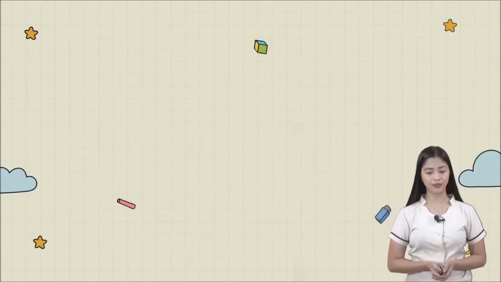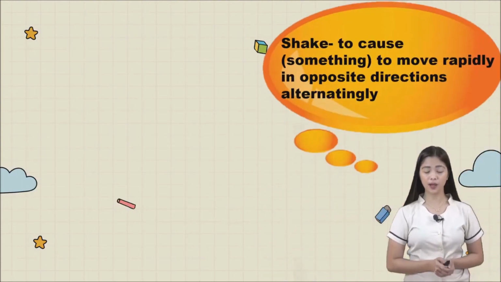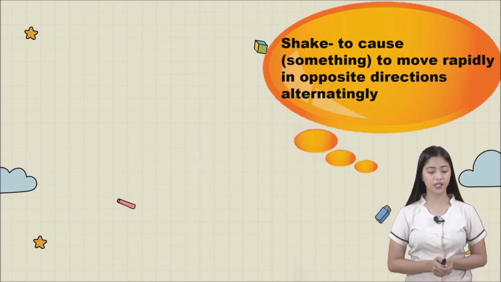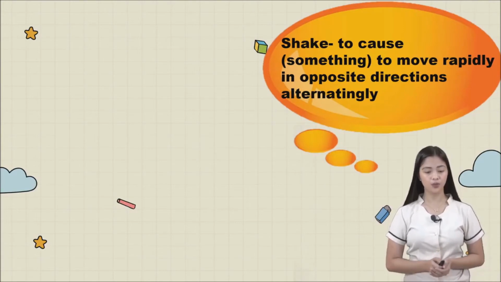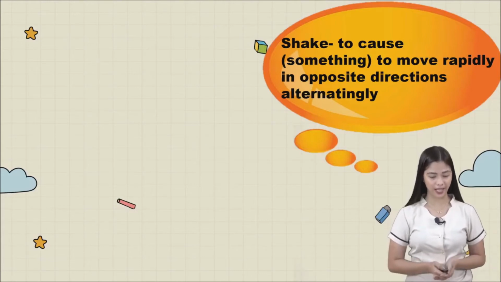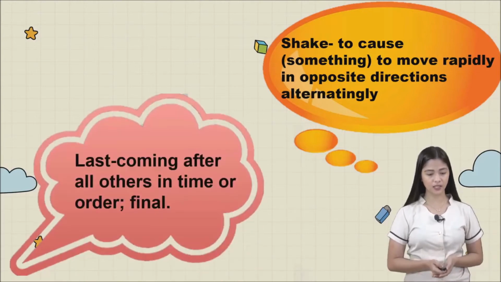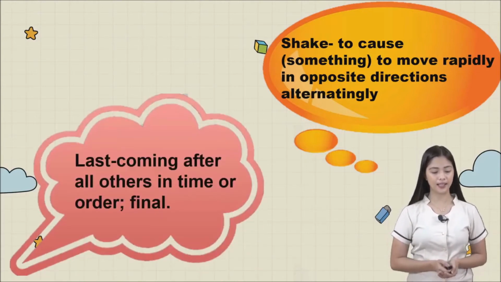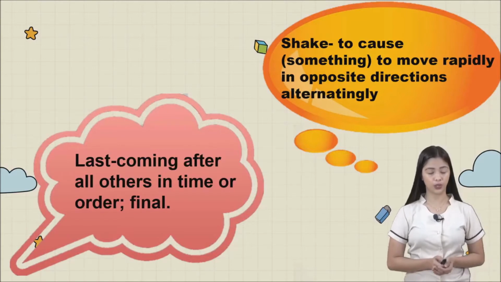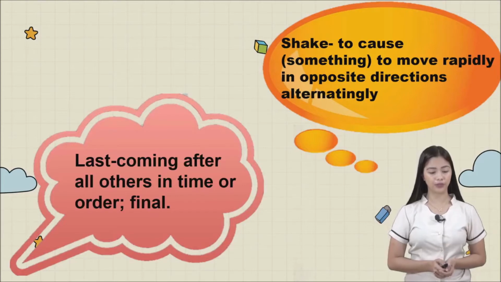So let's have the first one, shake. What is the meaning of shake? When we say shake, it means to cause something to move rapidly in opposite direction alternatively. The next keyword is the word last. When we say last, it means coming after all others in time or in order, or the final one.